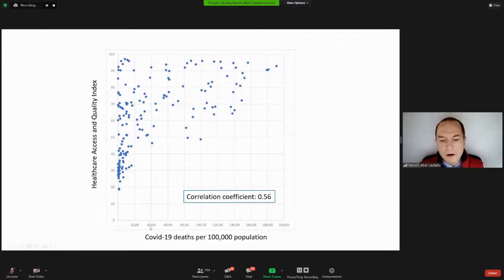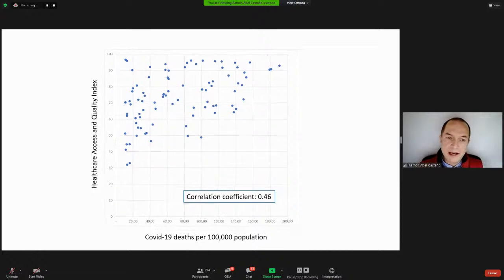So if we compare this indicator with the deaths per 100,000 population, taken from the Johns Hopkins database, I see no correlation at all. This is a very basic and preliminary analysis, but it shows something. There's no correlation between the healthcare access and quality index and COVID deaths. And even if we take the 100 countries with the highest mortality, we still see no correlation, even lower. The interesting thing is that this correlation is positive, not even negative.